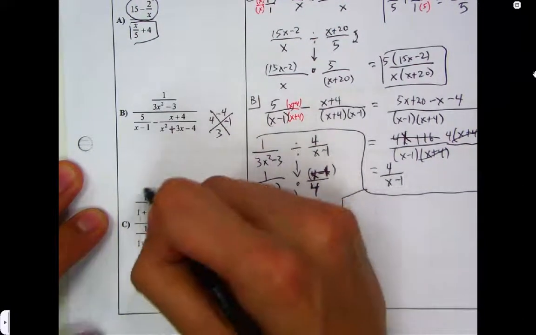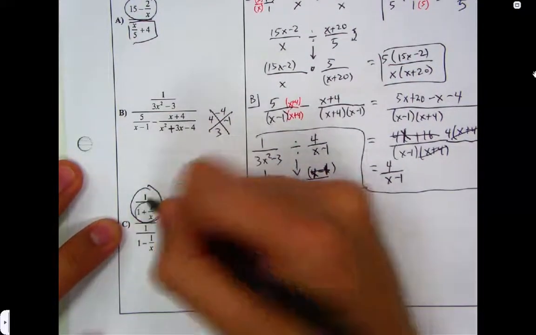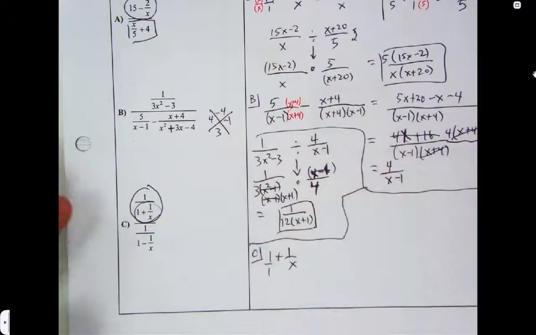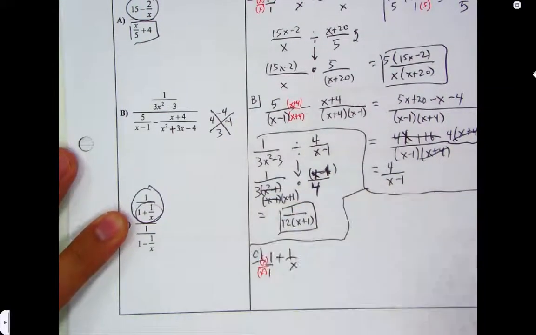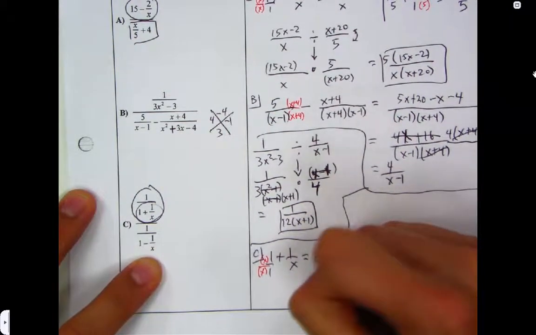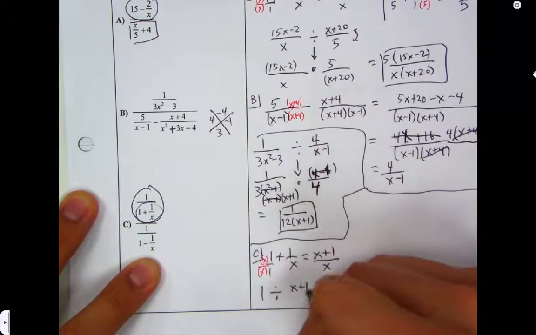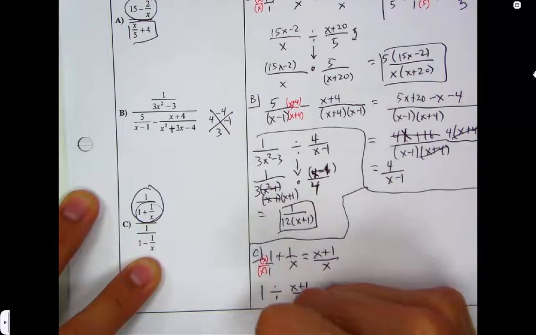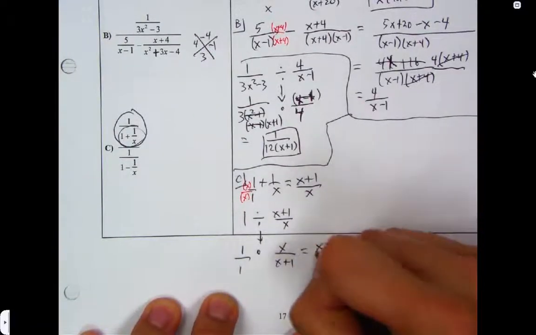So on top, it's not one whole fraction. I'm going to work with the bottom first of the top. So it's going to be 1 plus 1 over x. I'm going to write a 1 here. I'm going to make the denominators the same, so I'm going to multiply top and bottom by x. So that becomes x plus 1 over x. So I'm going to rewrite 1 divided by x plus 1 over x, and that means multiply by the reciprocal. So x over x plus 1. So this top becomes x over x plus 1.